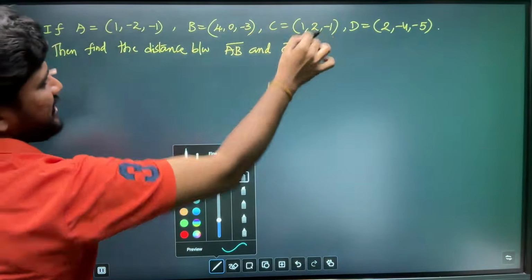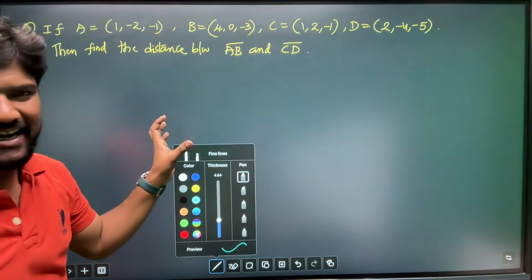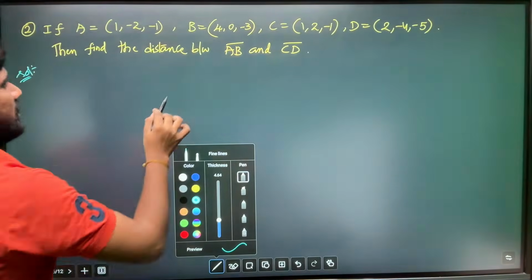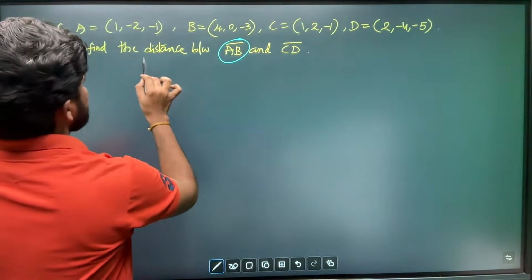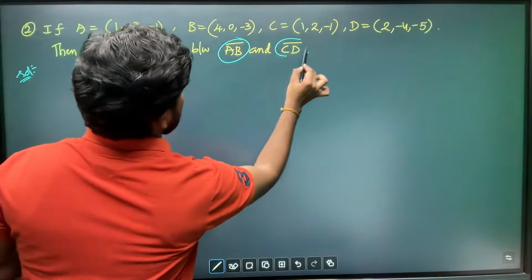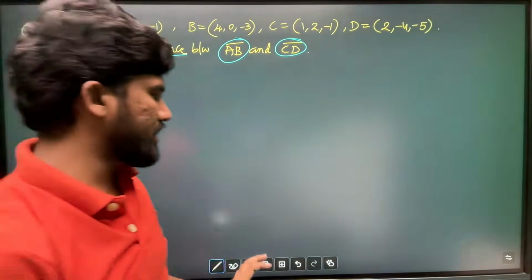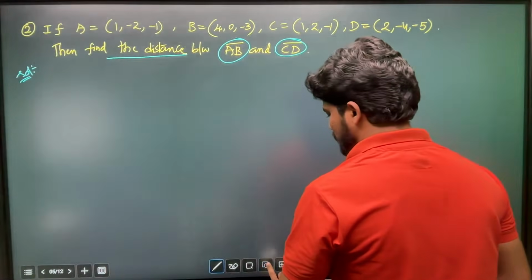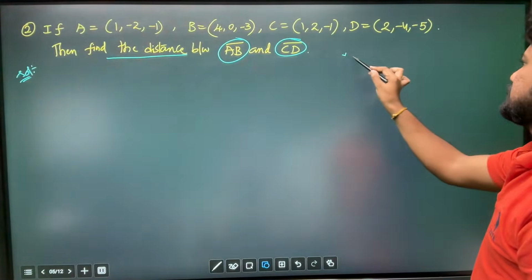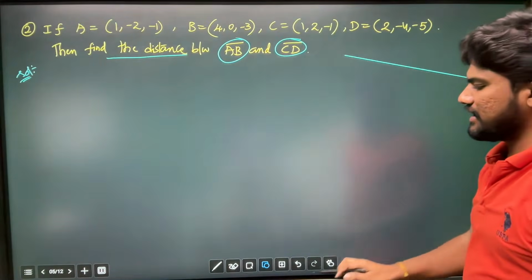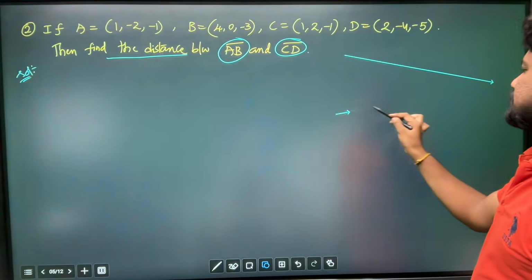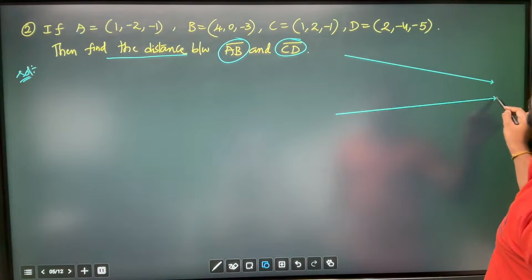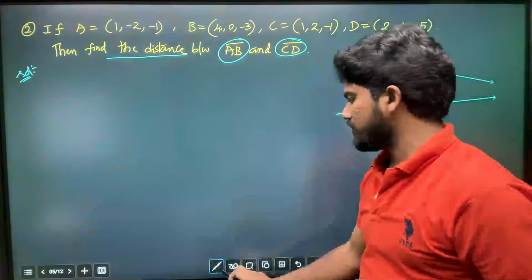A, B, C, D. This problem is also related to shortest distance only, but they are not asking to find the shortest distance. They are asking to find the distance between AB bar and CD bar. First of all, try to understand the diagram for this problem. The diagram is very important. So this is one line and the second line is like this. These two lines lie in two different planes.